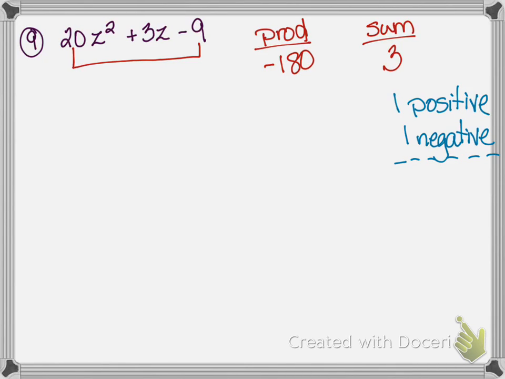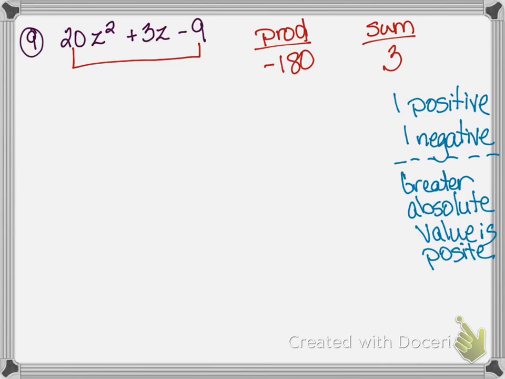Okay, so I have a positive sum. So the greater absolute value number is going to be positive or negative? It's going to be positive. Good. So my greater absolute value is positive, and that is because our sum is positive. That's what that means when our sum is positive. So we've got to find two numbers, multiplied together give me negative 180, added together give me 3.